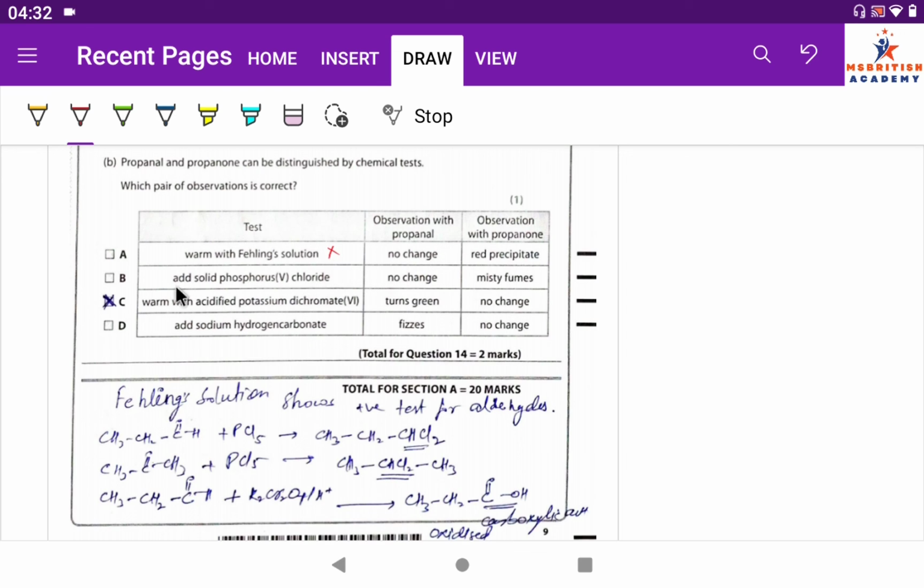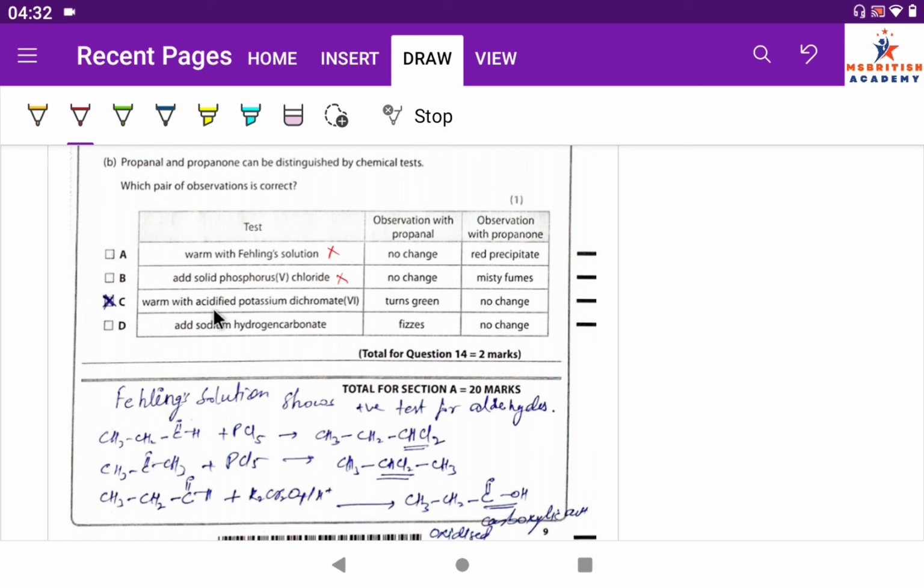Add solid phosphorus chloride. There will be some changes. When it is added to propanol, the reaction will be like this. There is some change, and when it reacts with a ketone, I mean propanone, it will react and form this product. So it will react for both, but here no changes are listed, so again this will be wrong.